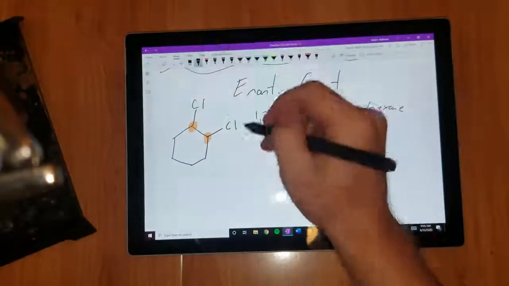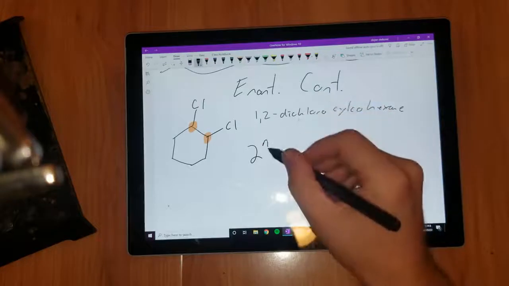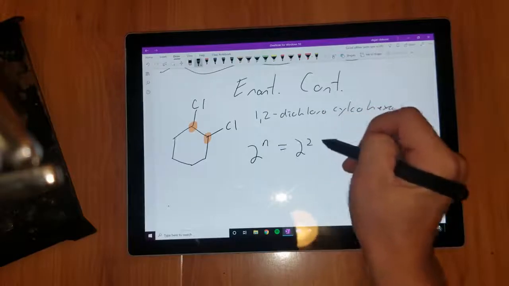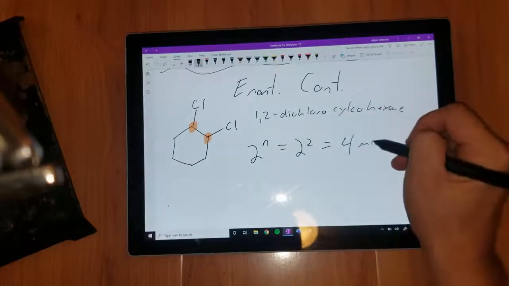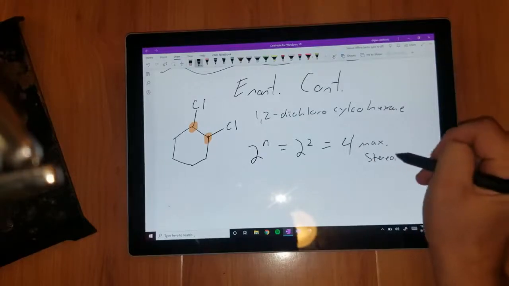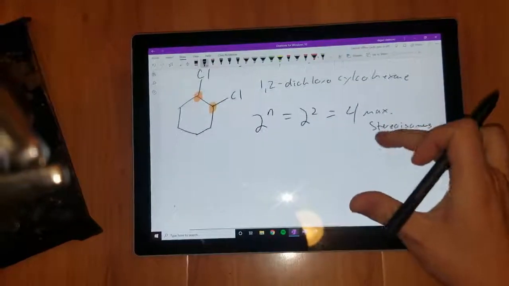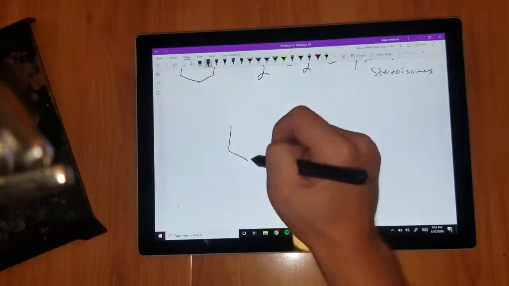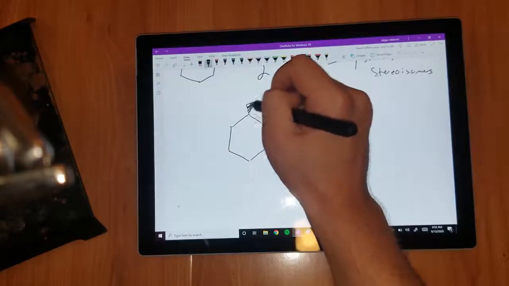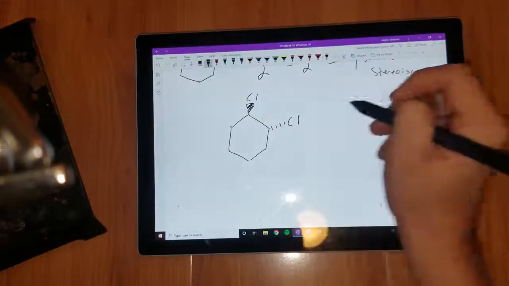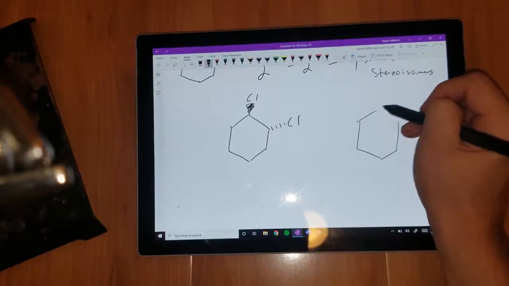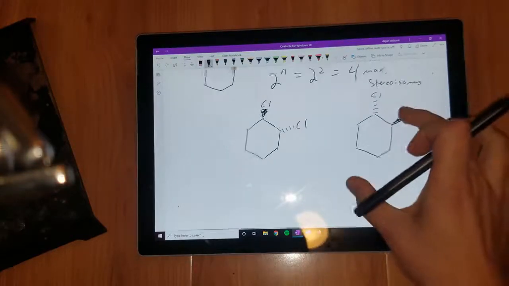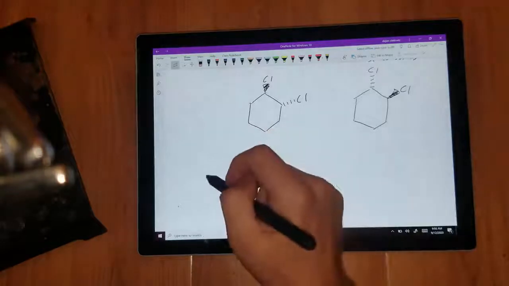And so if we have two stereocenters, we should have 2 to the n number of stereoisomers as a max. So 2 to the power of 2 is equal to 4, so 4 maximum stereoisomers. Let's go ahead and take a look at some of these stereoisomers and the relationship to one another. One way we could draw this is with a wedge up here and then a dash over here, or we could do the reverse and dash here, wedge here. And let's go ahead and draw the chair conformers of this as well.